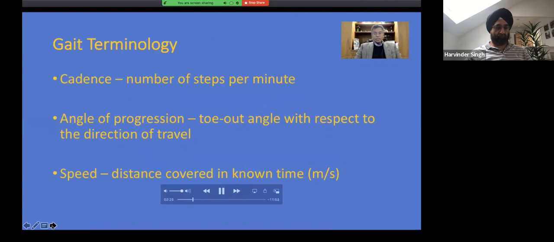Cadence is the number of steps per minute, and the angle of progression is determined by the toe-out angle with respect to the direction of travel. Speed is the distance covered in a known time, which is meters per second.